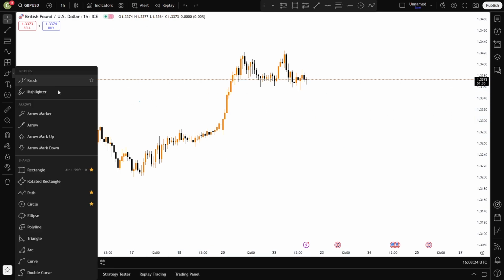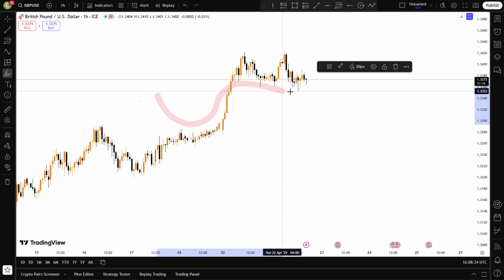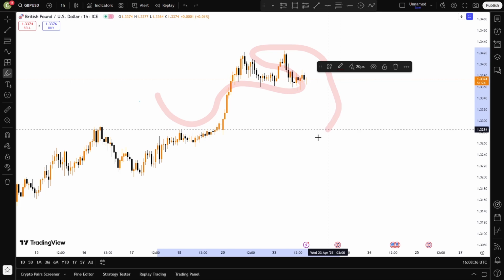And moving on, we have the highlighter. The highlighter is a drawing tool that lets you mark areas on your charts with a translucent or colored overlay, like using a rubber highlighter pen.